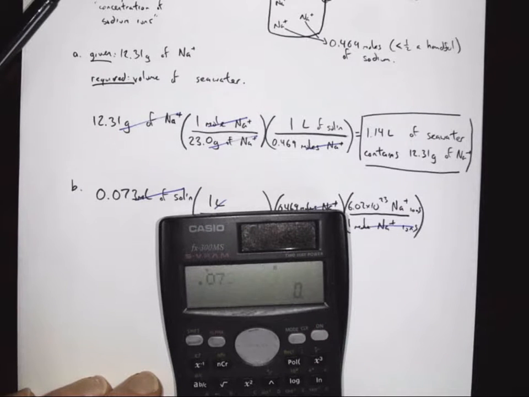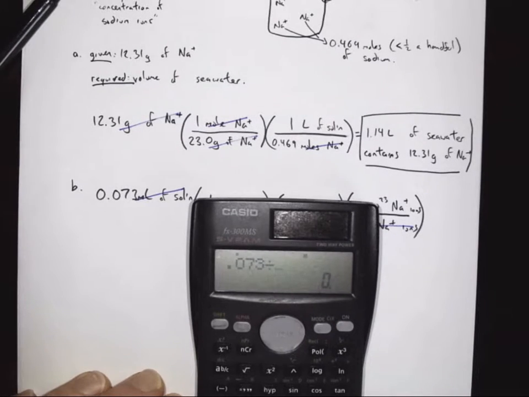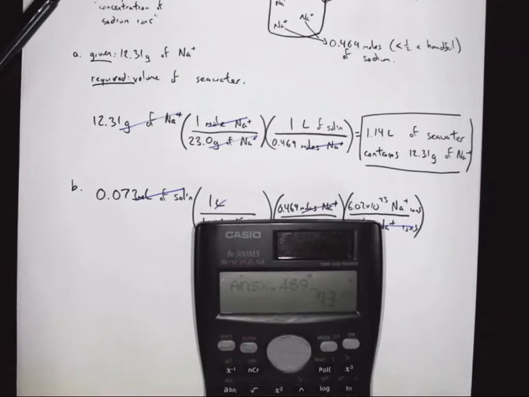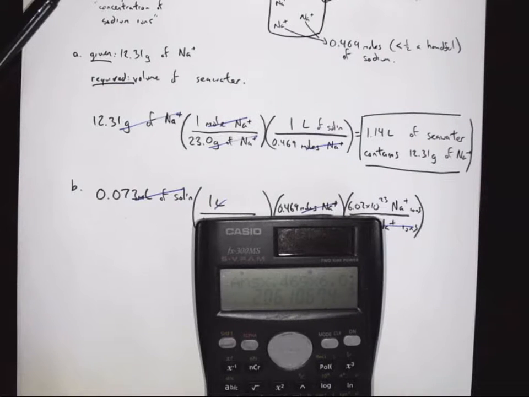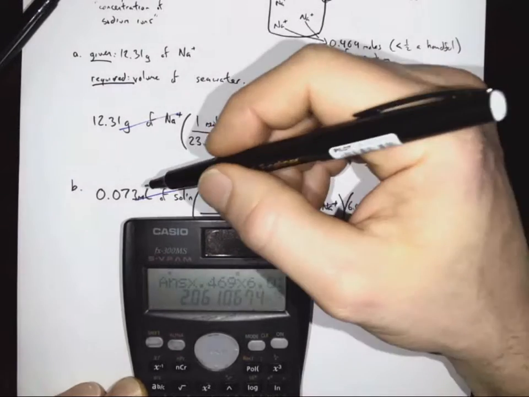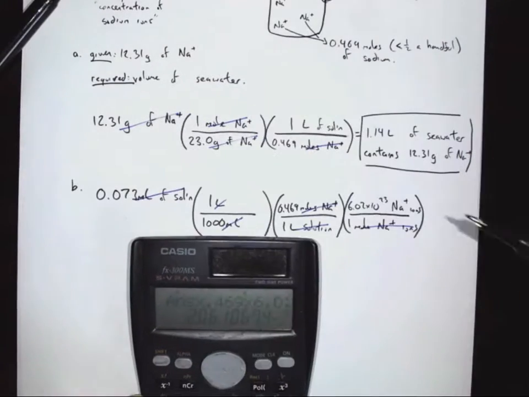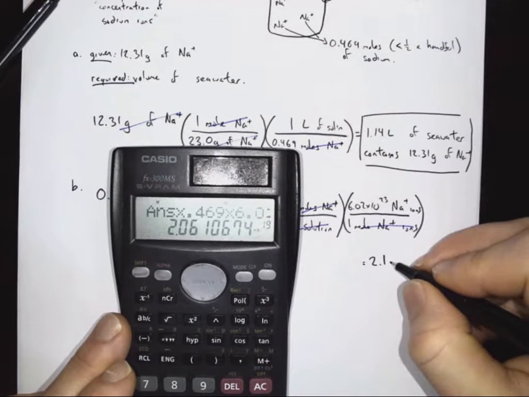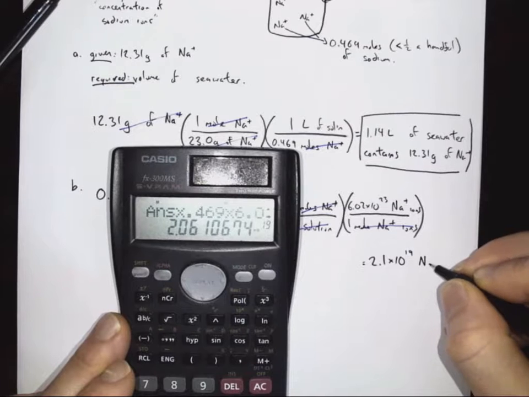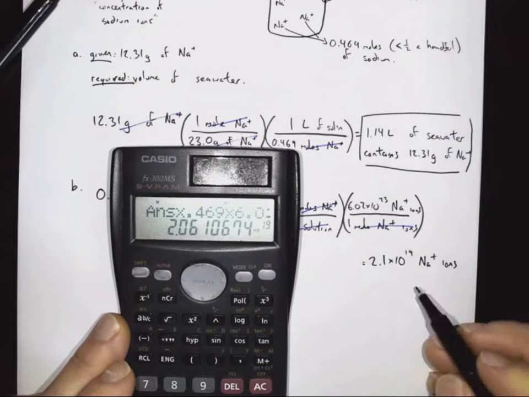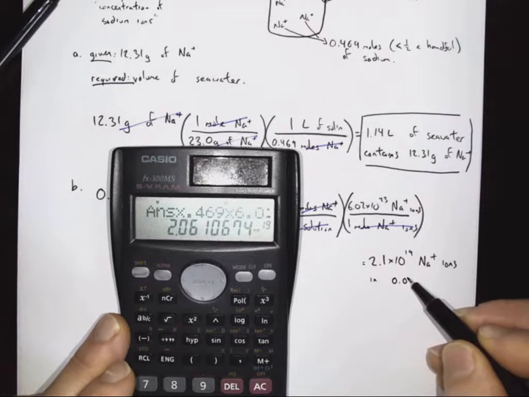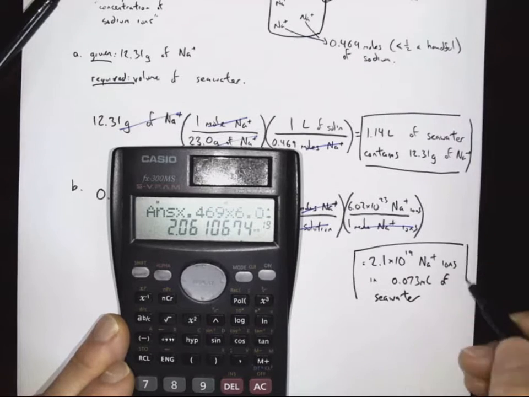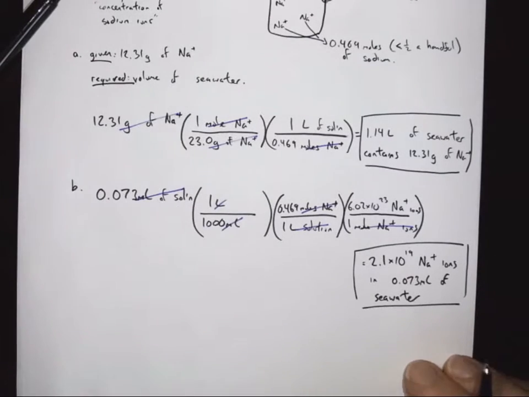So we start with 0.073 mL divided by 1,000, and we multiply by these two quantities, times 0.469 times 6.02 times 10 to the 23. We should get 2 sig figs worth of values here from these 2 sig figs. And so we get 2.1 times 10 to the 19 sodium ions in 0.073 mL of seawater. All right, there we go.